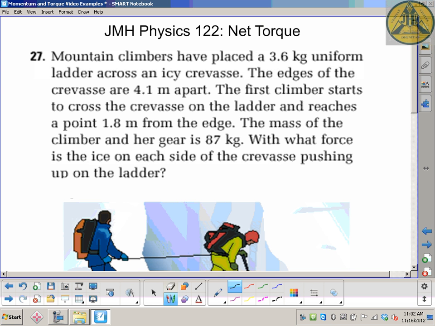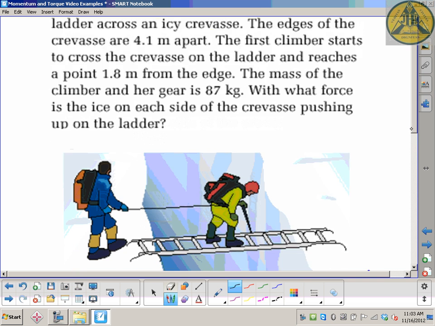They placed a 3.6 kilogram ladder across it. The edges are 4.1 meters apart. First climber starts and reaches a point 1.8 meters from the edge. The mass of the climber and her gear is 87 kilograms. So with what force is the ice on each side of the crevasse pushing up on the ladder?